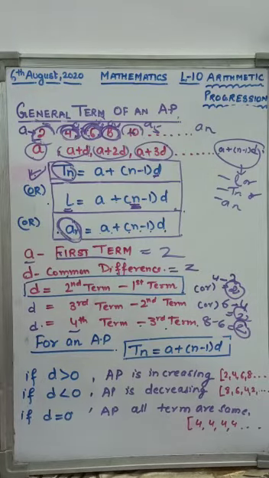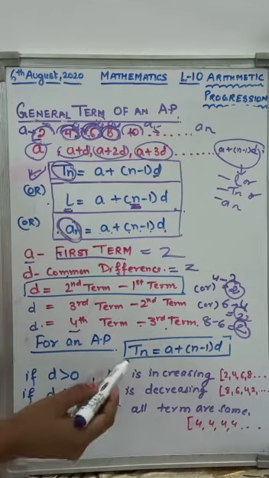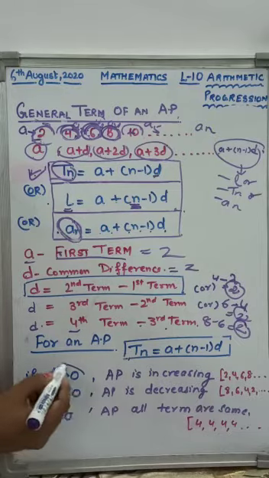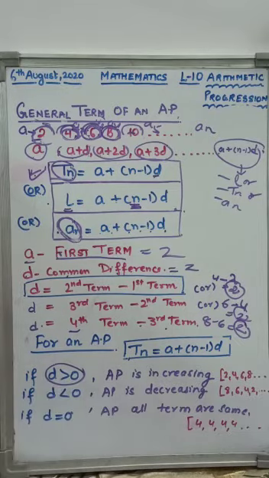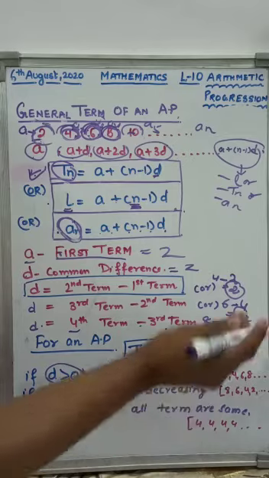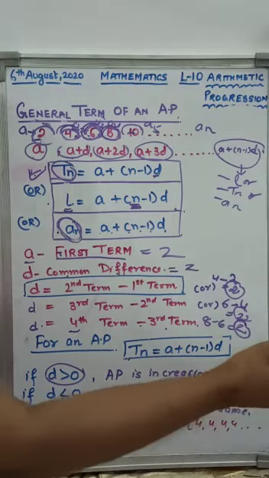Now let's see one more thing. For an AP series or arithmetic progression, you know the formula, you know the general term now. If D, the common difference, is greater than 0, the value of common difference is bigger than 0. That means the AP series will be increasing. It will be in increasing order like 2, 4, 6, 8, 10, 12, and so on.